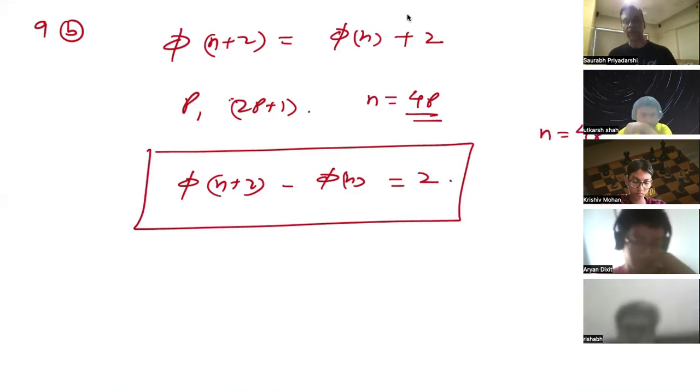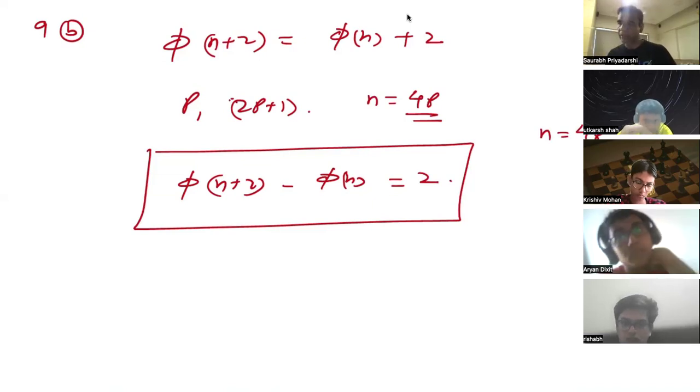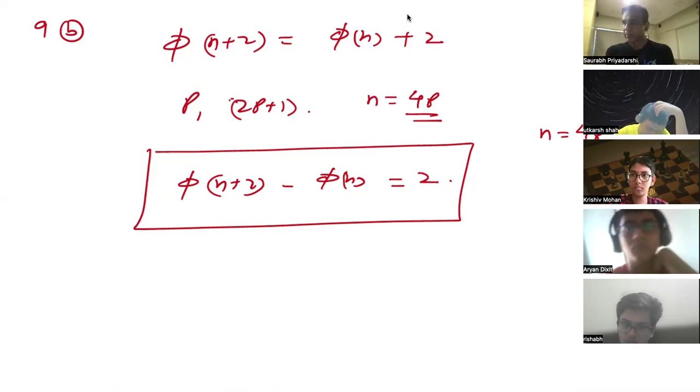Right? Anyone? This is the simple one. P and 2P plus 1 are both odd primes, and n is equal to 4P. Then phi of n plus 2 minus phi n always gives you the answer 2. This is the simple one. Take your time. So done. Very good.